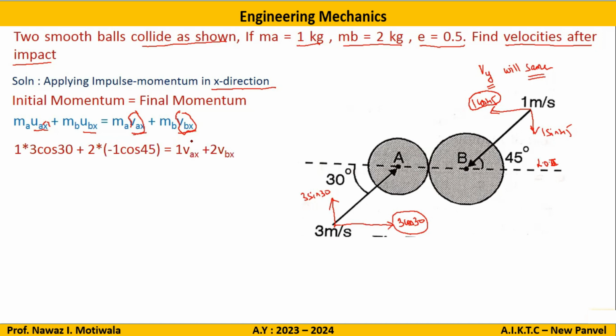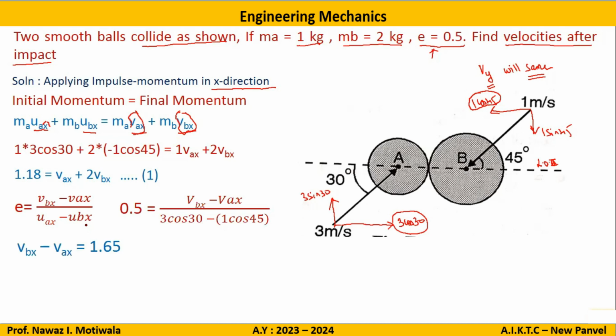Substituting the known values, I will get one equation as VAX plus 2VBX is equal to 1.18. Let this be equation number 1. Now also we are given the value of E. So I will apply the formula for E as E is equal to VBX minus VAX divided by UAX minus UBX. Because I am applying the impulse momentum equation in x direction, I have written here VBX, VAX, UAX and UBX respectively. Substituting the known values, I will get another equation as VBX minus VAX is equal to 1.65. Let this be equation number 2.